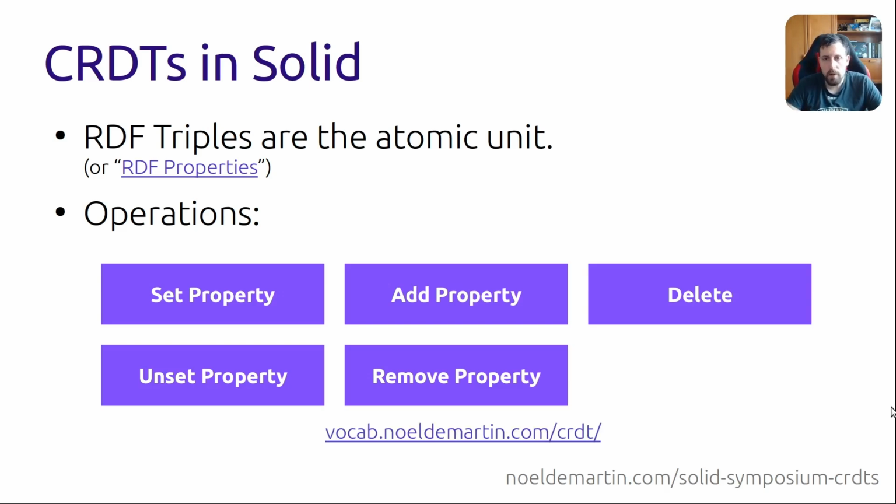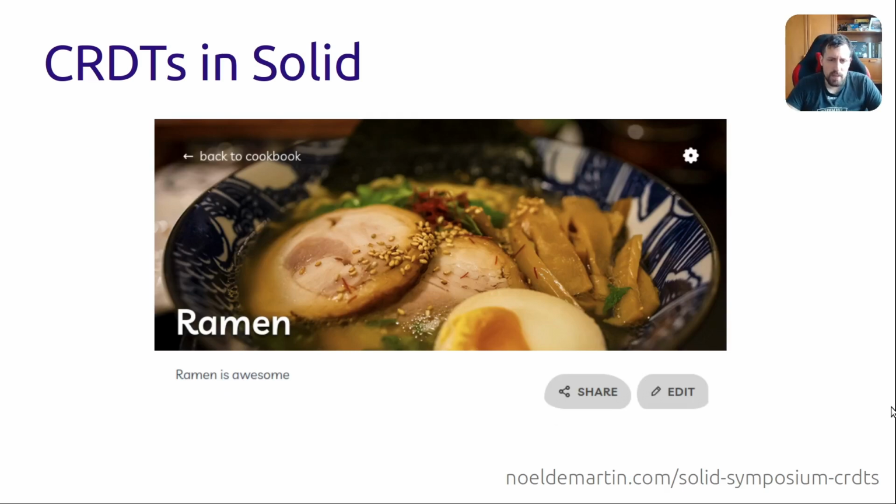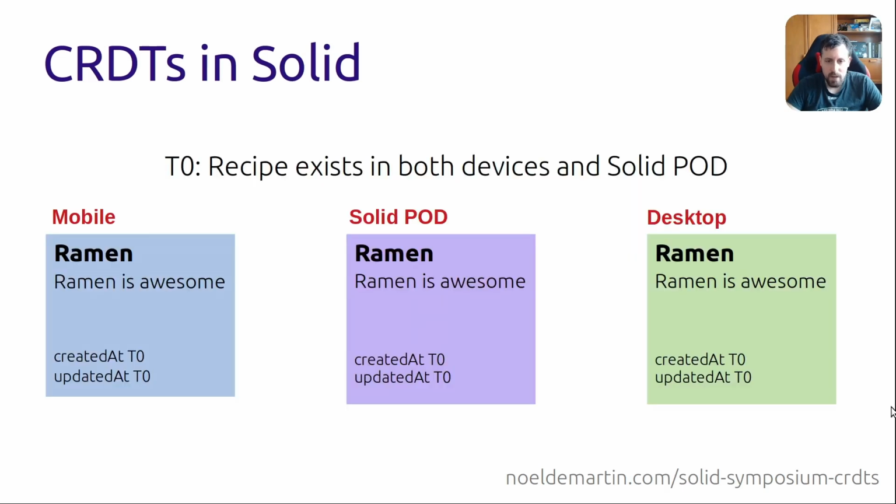If you want to learn more about this vocabulary and see some of the specifics, you can check it out online here. So this can seem a bit abstract, talking like that, so I decided it's better if we go through a specific example. In this case, this is a screenshot of my application, Umai, where we have a ramen recipe. And this is the initial state we are going to go through.